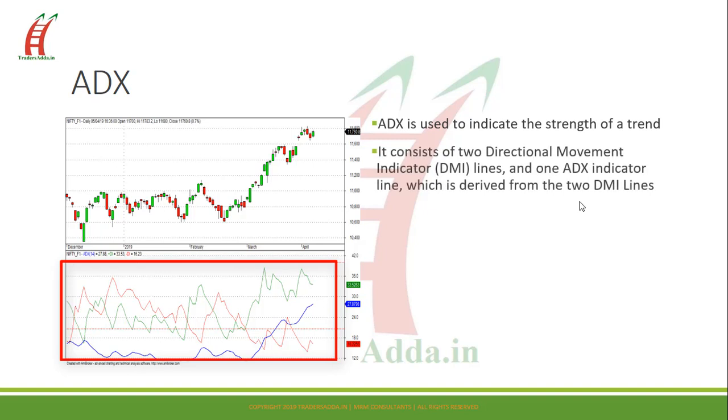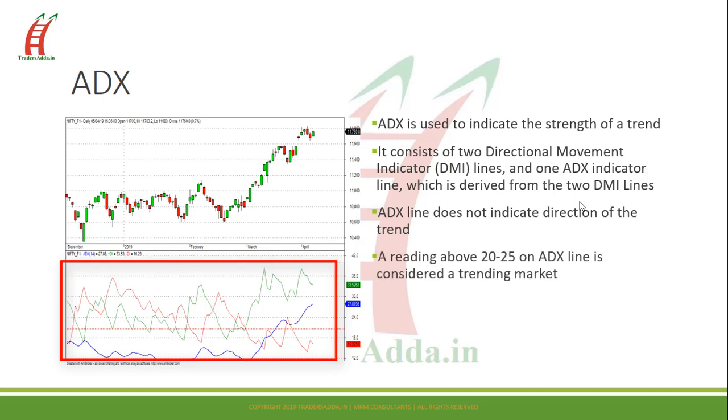ADX. ADX is used to indicate the strength of a trend. It consists of two directional movement indicator, DMI, lines, and one ADX indicator line, which is derived from the two DMI lines. ADX line does not indicate direction of the trend. A reading above 20 to 25 on ADX line is considered a trending market. Ways to trade with ADX. ADX indicator can be used to decide when to use trend following strategies.